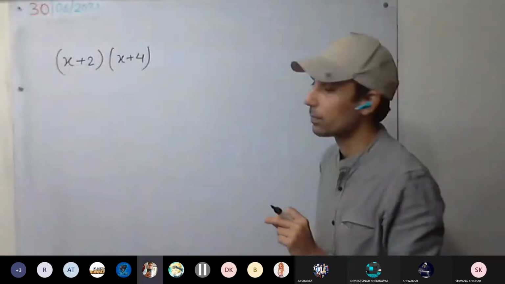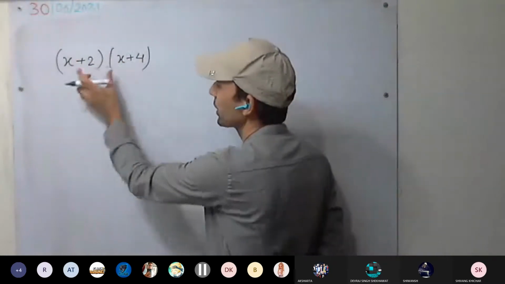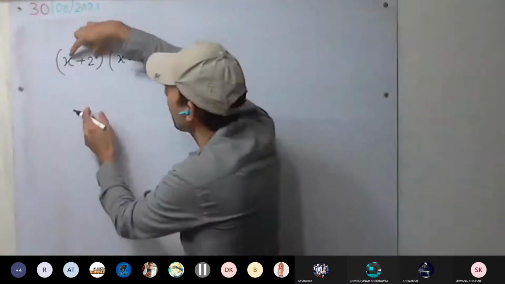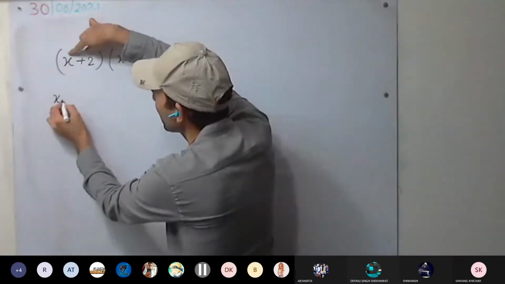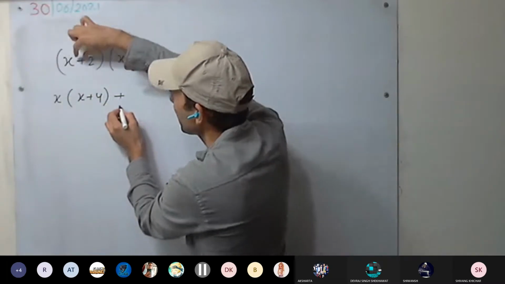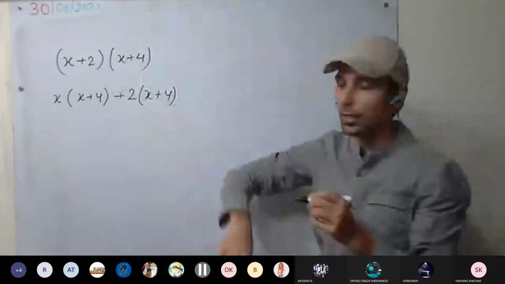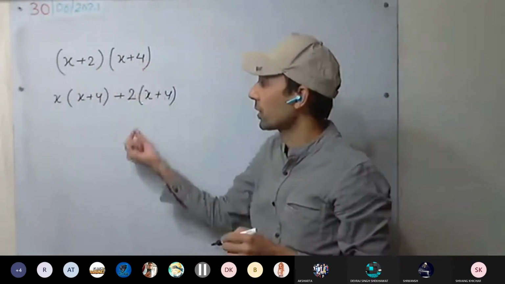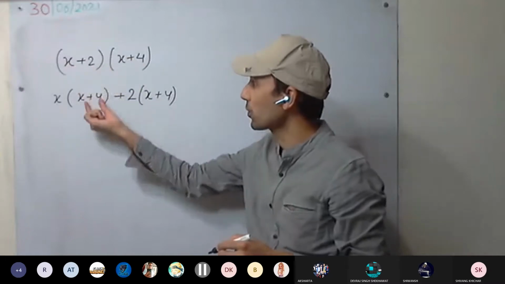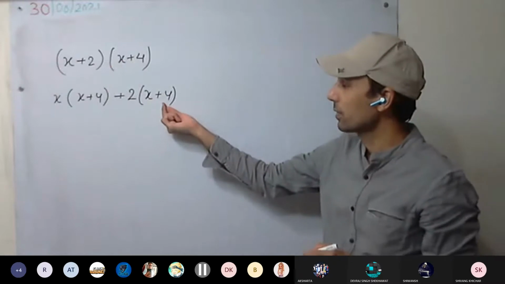How to solve? We can distribute this whole thing. See here, we can open this bracket. It can be written as x into x plus 4, then plus 2 into x plus 4. Have you understood this? Either you open this one or that one. So I use this one: x into the whole x plus 4, plus 2 into this x plus 4. Okay, this is clear.